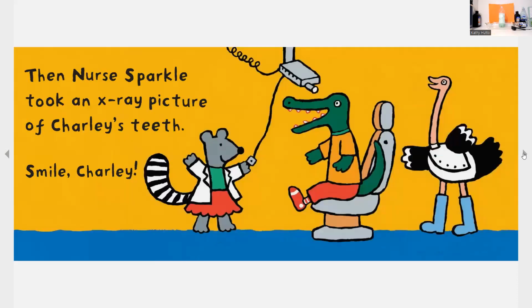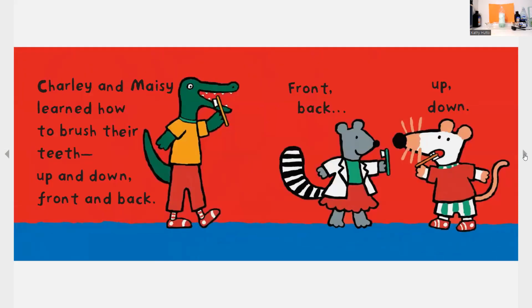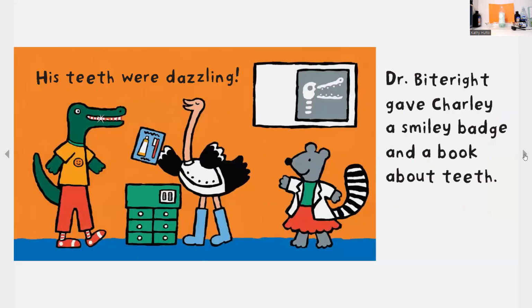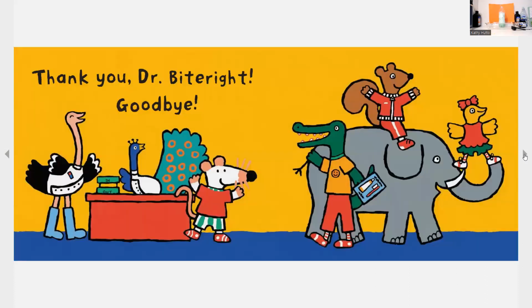Then Nurse Sparkle took an x-ray picture of Charlie's teeth. Smile, Charlie. Charlie and Maisie learned how to brush their teeth, up and down, front and back, up and down. Then Charlie rinsed and spit, and rinsed and spit again. His teeth were dazzling. Dr. Bitewright gave Charlie a smiley badge and a book about teeth. Thank you, Dr. Bitewright. Goodbye.